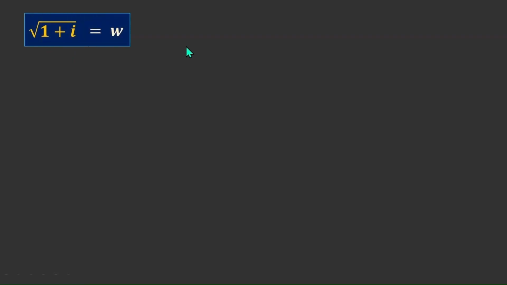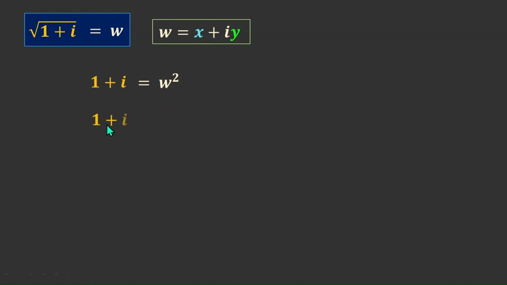Now let's see what the working can be. So to solve it, first thing we can do is take squares both sides. So this becomes 1 plus i here and this becomes w squared. And now we can open w to see what w is. Because w is a complex number, we can write w as x plus iy. So let's plug this in our w. So we have 1 plus i is equal to (x plus iy) whole squared.